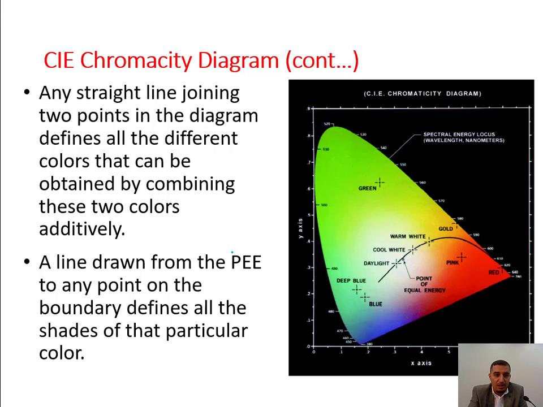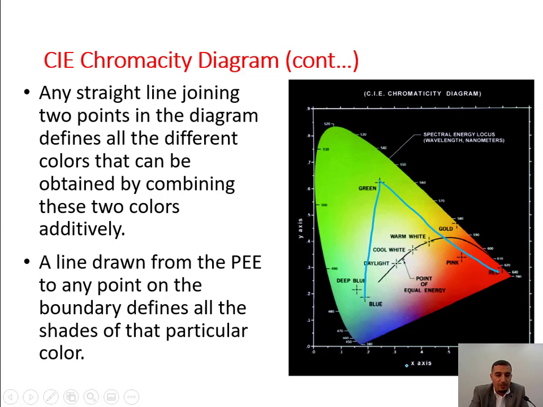Any straight line joining two points in the diagram defines the different colors that can be obtained by combining these two colors. So if I draw a line between blue and green, I will get all the different colors that I can create between blue and green. The same applies between red and green, and the same applies between red and blue.